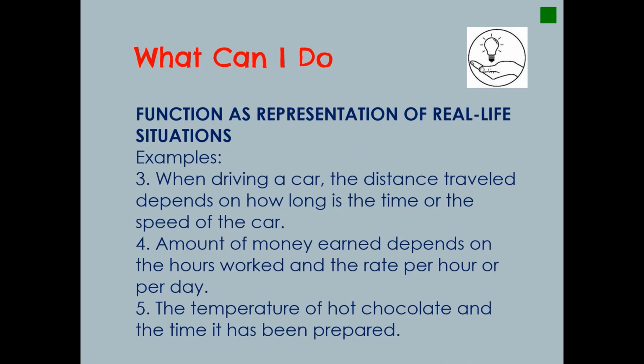Number 3, when driving a car, the distance traveled depends on how long is the time or the speed of the car. Number 4, amount of money earned depends on the hours worked and the rate per hour or per day. And number 5, the temperature of hot chocolate and the time it has been prepared.